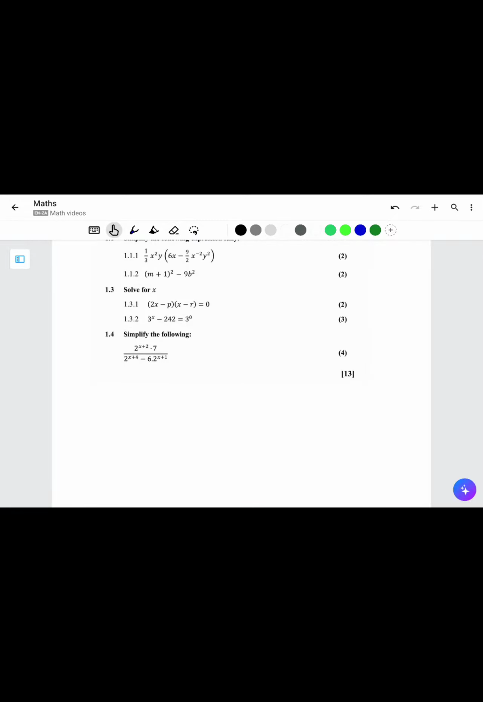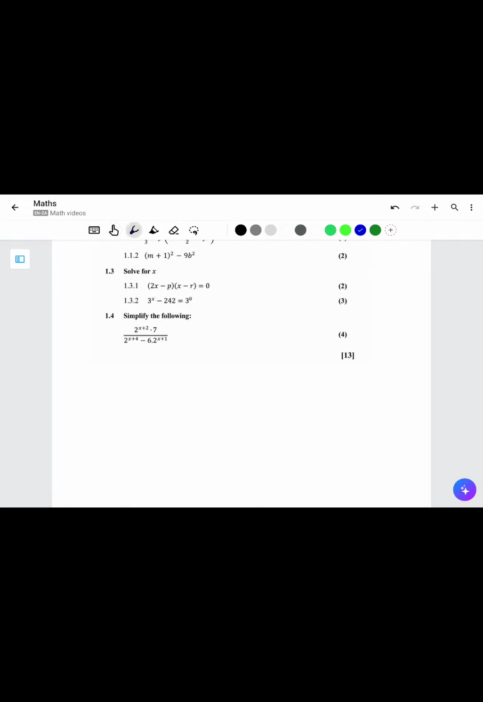The next one says solve for x. Okay, so 1.3.1. So you have (2x minus p)(x minus r) equals 0. So this is an equation, and by the looks of it, if you were to multiply it out, it might look like a trinomial, right? But we know what this looks like.